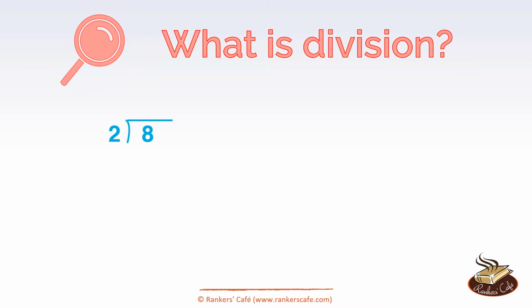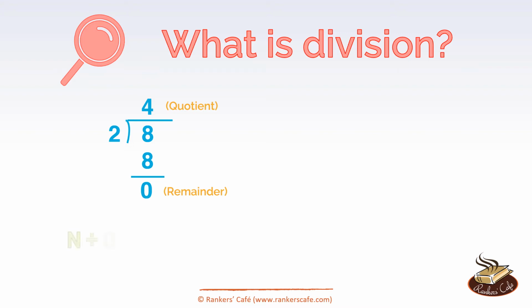All of us know the answer to this question. 8 divided by 2 gives a quotient of 4 and a remainder of 0. But what exactly does 8 divided by 2 mean? What does division in general mean?